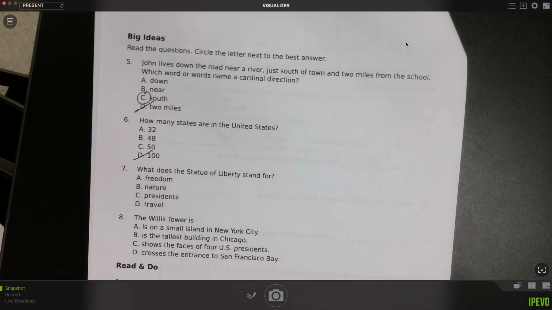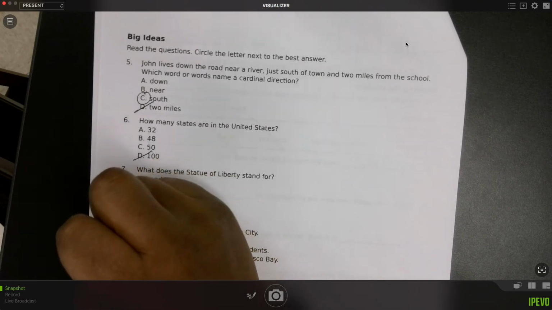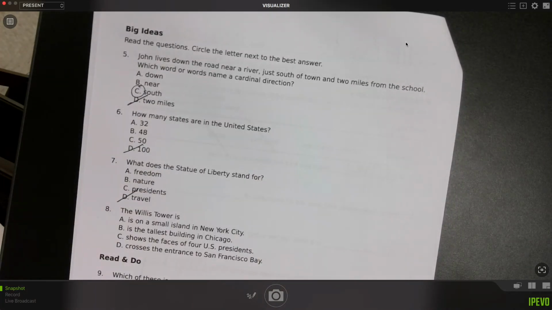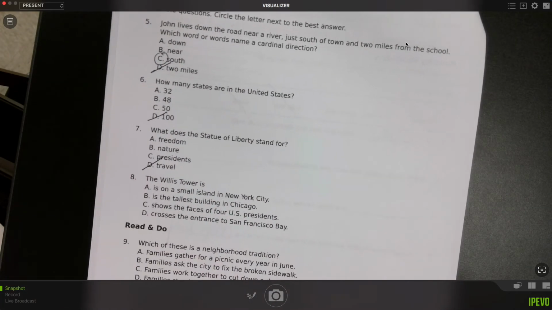If you guys ever get mixed up, you can always go back and look into your book and read the previous sections that we've already gone over to find the answers. But we know it would not be D, travel. Our test is not like in the letter D.